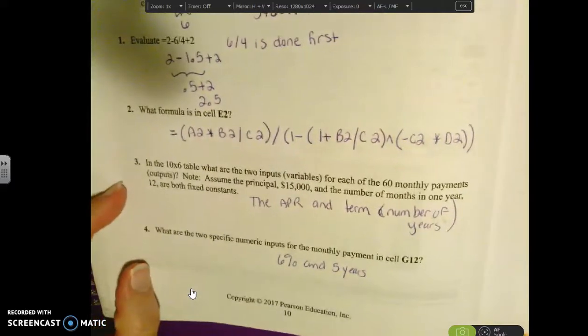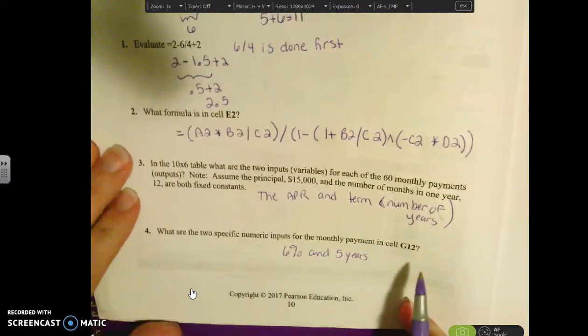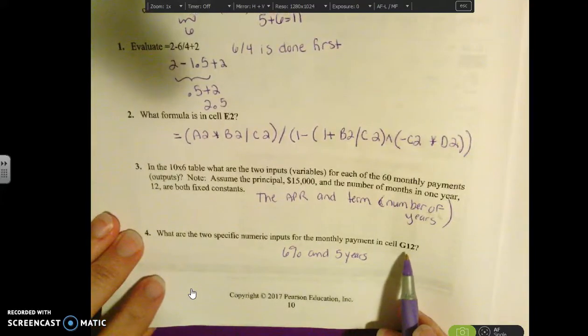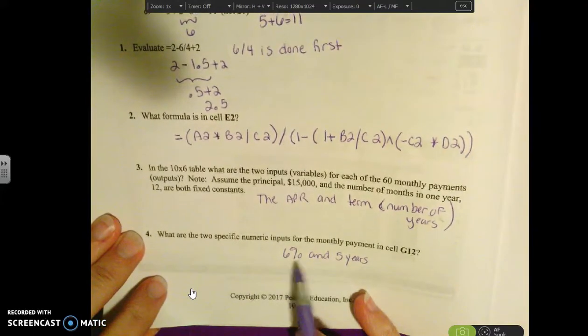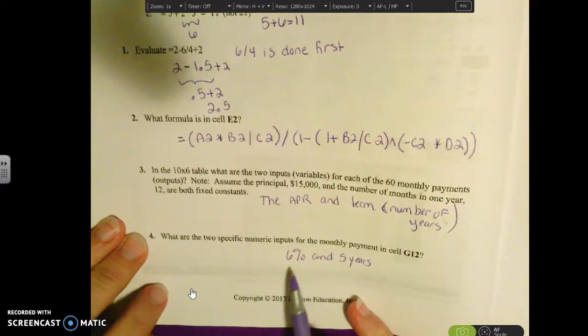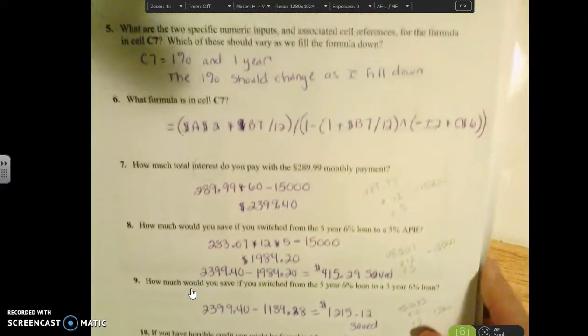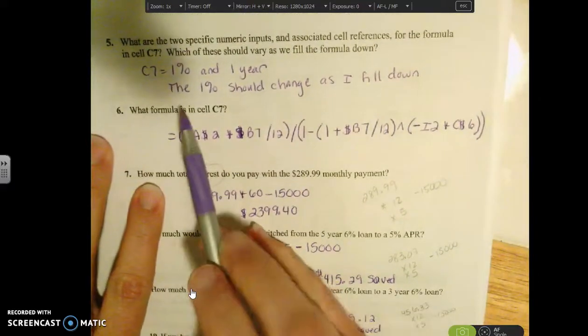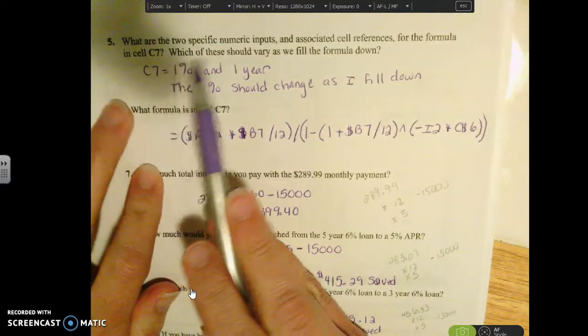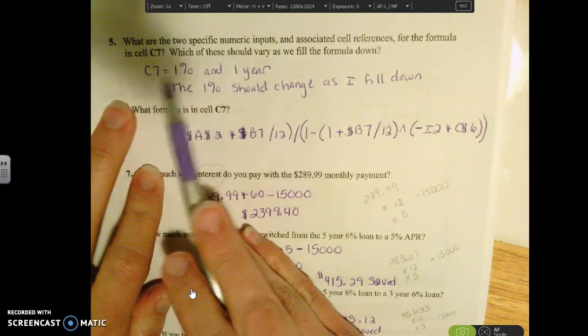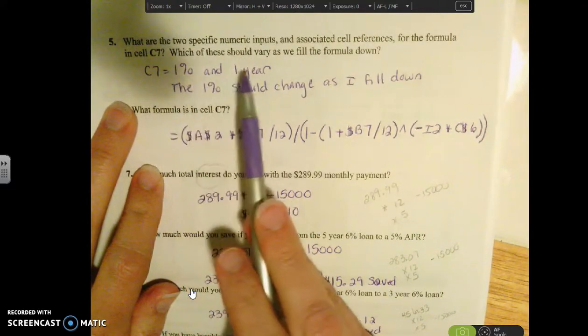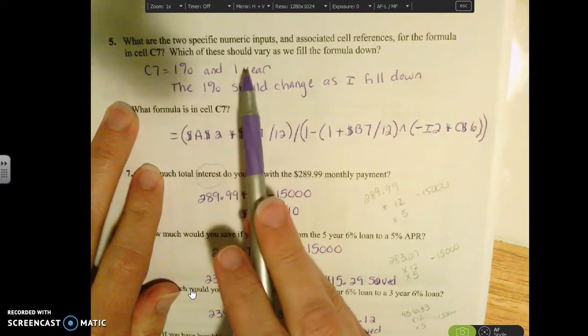Okay, so for example, in cell G12, the two things that are being used are the 6% and the 5 years. So those are the two inputted values. If you want to look at that, you can see that. Okay. So number 5 is asking you what the inputting values are for C7. So the 1% and the 1 year are the values for C7.